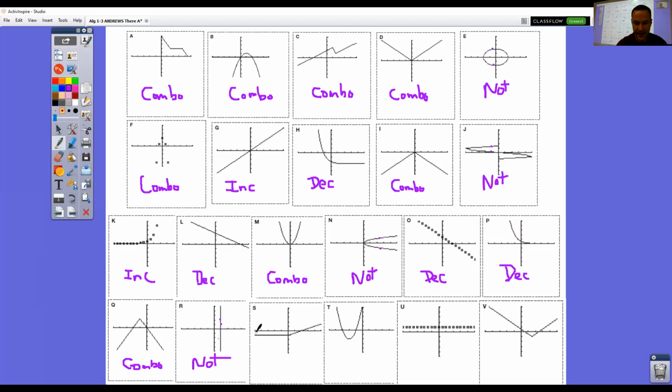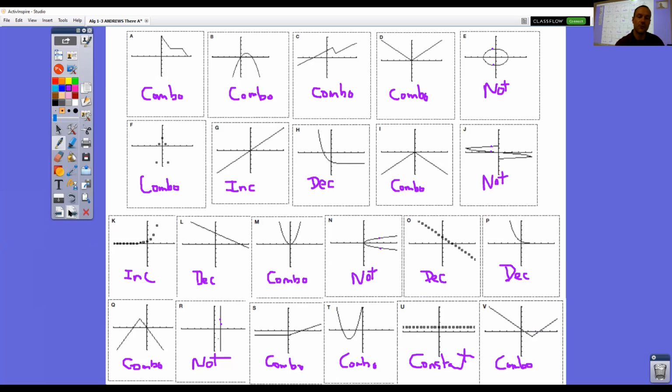Letter S, this is a combination of things because it goes straight across and then it goes up, up, up, so that's a combination. Same thing with letter T. Letter T, we're going down and then back up, so that's a combination. Letter U just goes straight across, so that is a constant. And letter V goes down and then back up, so that is a combination.